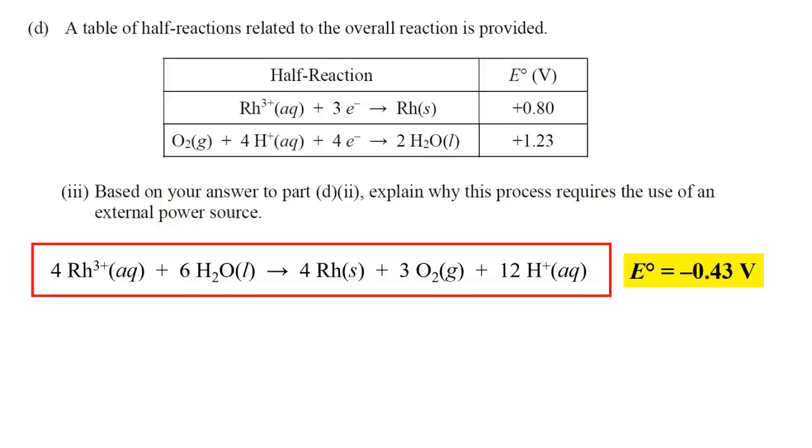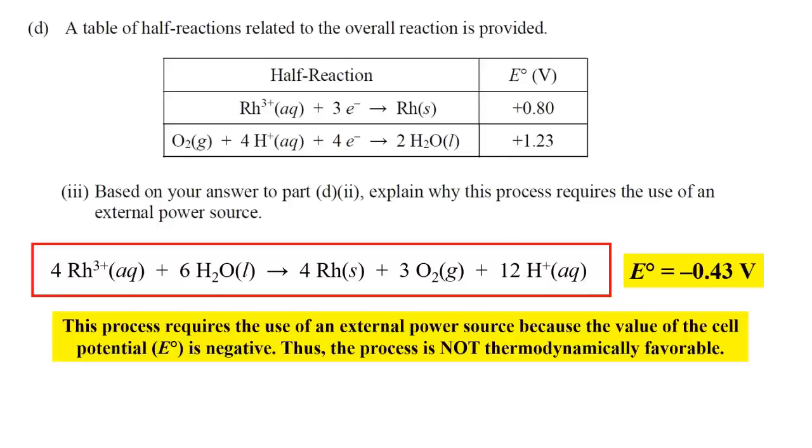So our answer to part DIII is that the process requires the use of an external power source because the value of the cell potential is negative. Thus, the process is not thermodynamically favorable.